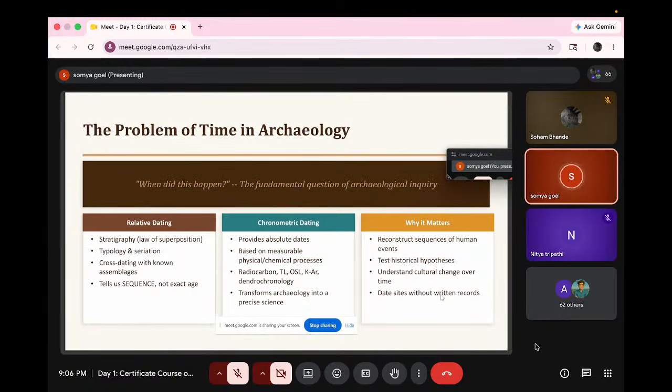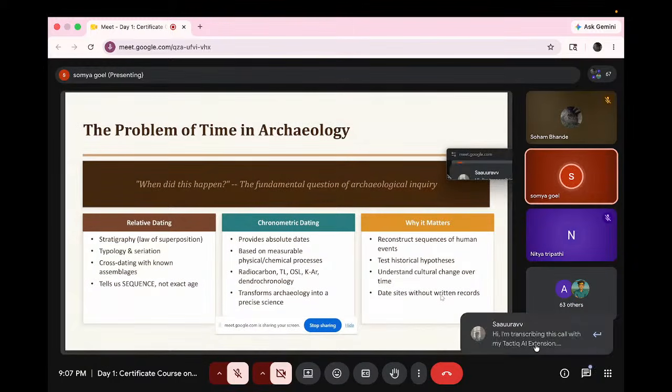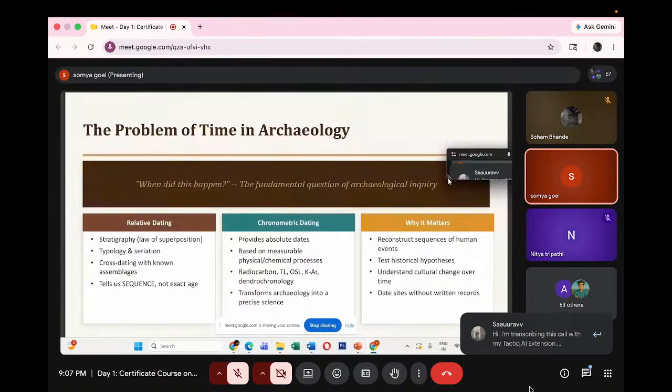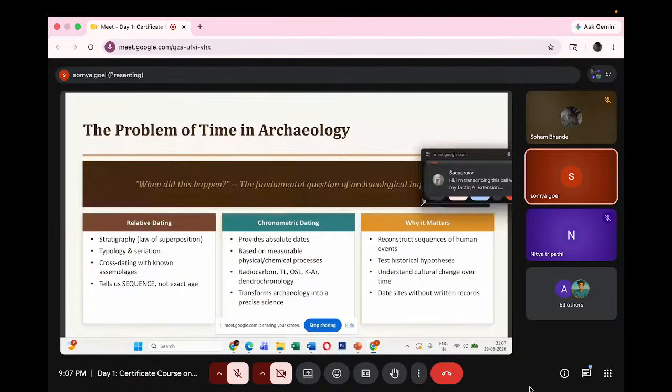I'll begin with a very fundamental question: why does dating matter at all in archaeology? Think that you're all at some site, any site of your choice, for example, Lavira. So yes, I was talking about imagining any site in your mind, and you find a piece of charcoal over there, along with some potsherds.